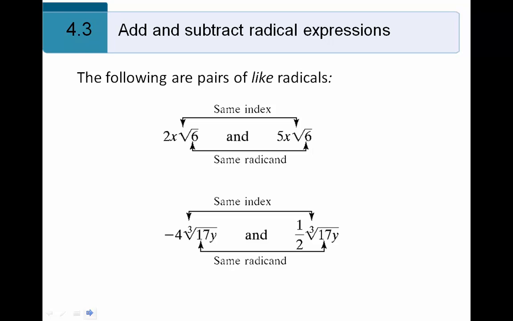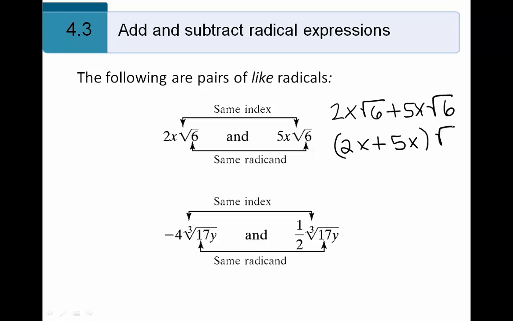The following are pairs of like radicals. Notice, look at the first example, 2x times the square root of 6 and 5x times the square root of 6. Notice they have the same radicand and they're both square roots. So if I wanted to add those together, 2x square root 6 plus 5x square root 6, I could think of it as being 2x plus 5x square roots of 6, which would equal 7x square roots of 6. Okay, so if I wanted to add those together, I could because they have the same radicand and the same index.